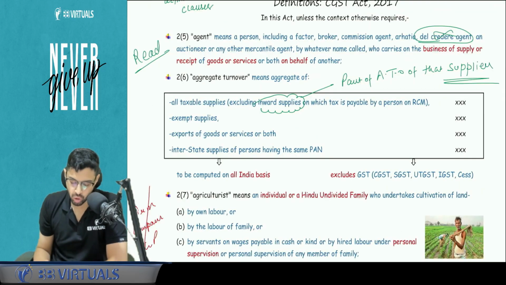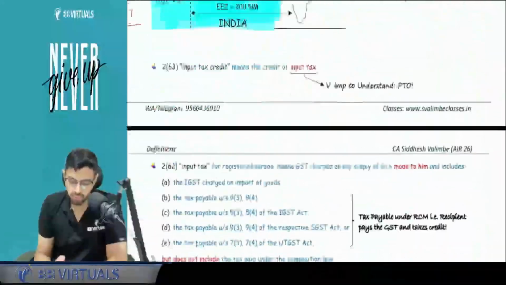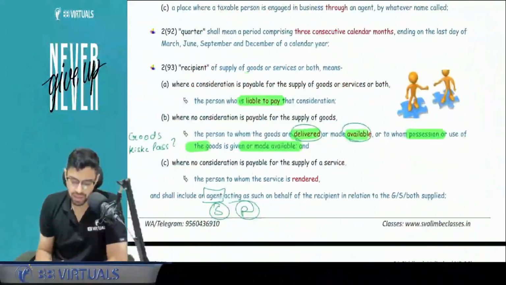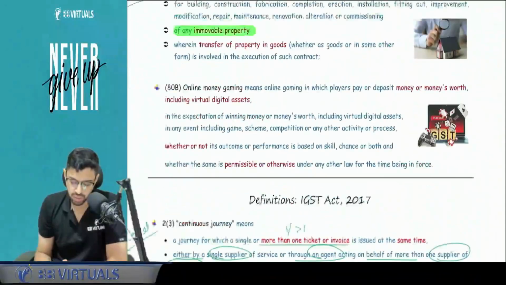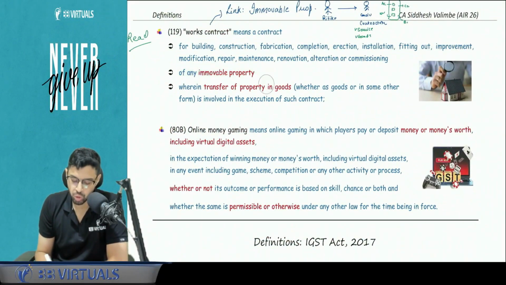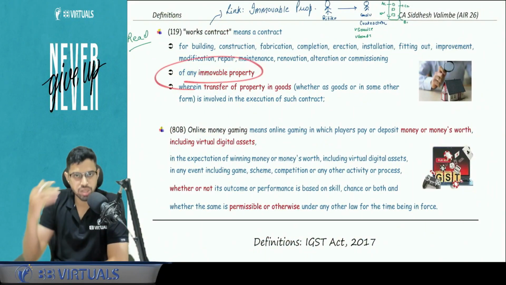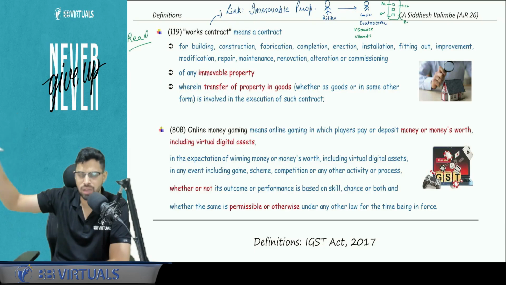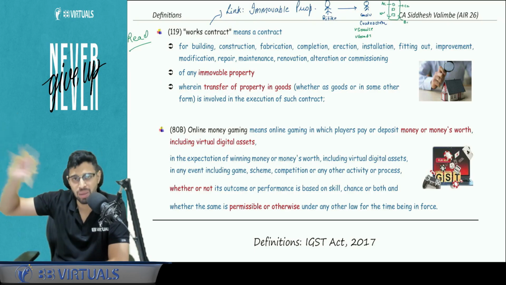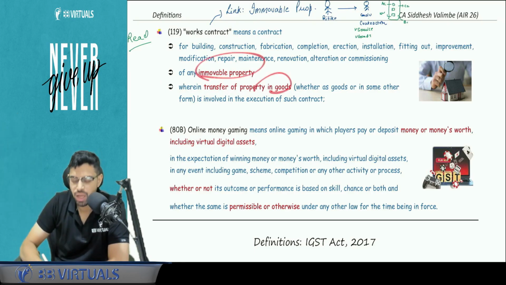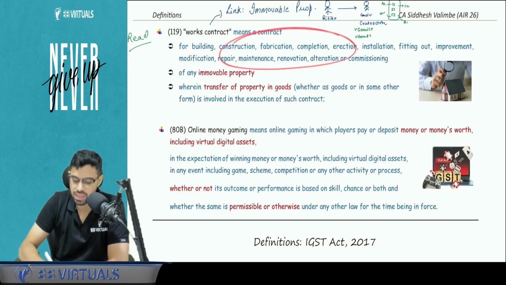Formal definition, if you want, you can just read it once here. You can pause and read it. Nothing to be analyzed as such in detail in the revision video. So this is with respect to immovable property. So construction, the contractor gives you the construction service, erection service, fabrication with respect to the immovable property. It involves goods plus services. So this is a service plus goods.